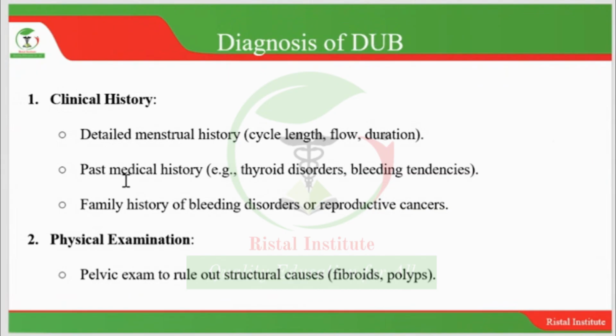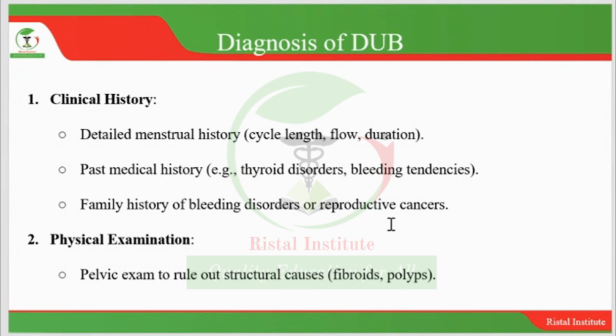Then medical history, for example, thyroid disorders, then bleeding tendencies also. This one is very important to be noted. Family history of bleeding disorders or reproductive cancers can also give us a very good clue on the diagnosis of DUB.